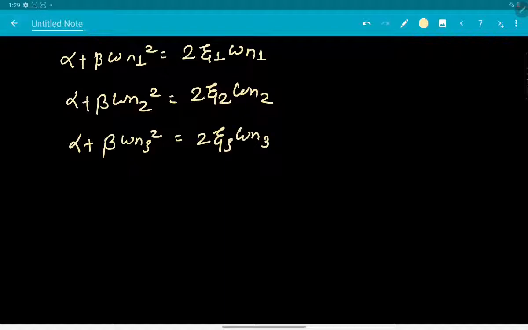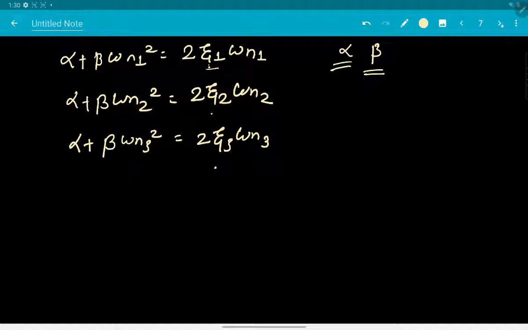Now let's assume that you have picked values of alpha and beta. You know alpha and beta. If you know alpha and beta, then you will be able to derive xi1, xi2 and xi3. It is not going to be a big deal in that case. But now let's assume that you are interested in finding alpha and beta. You want to pick alpha and beta. Then how do you pick that?